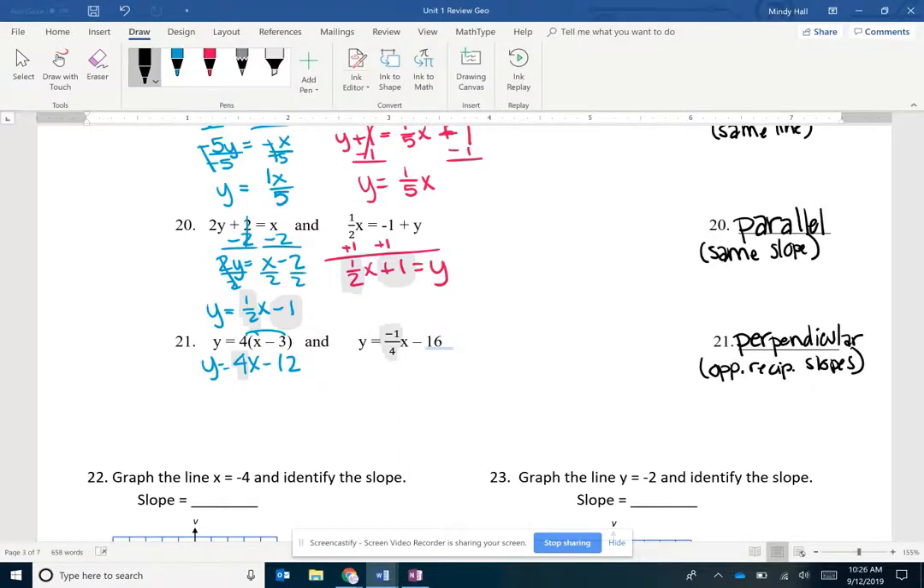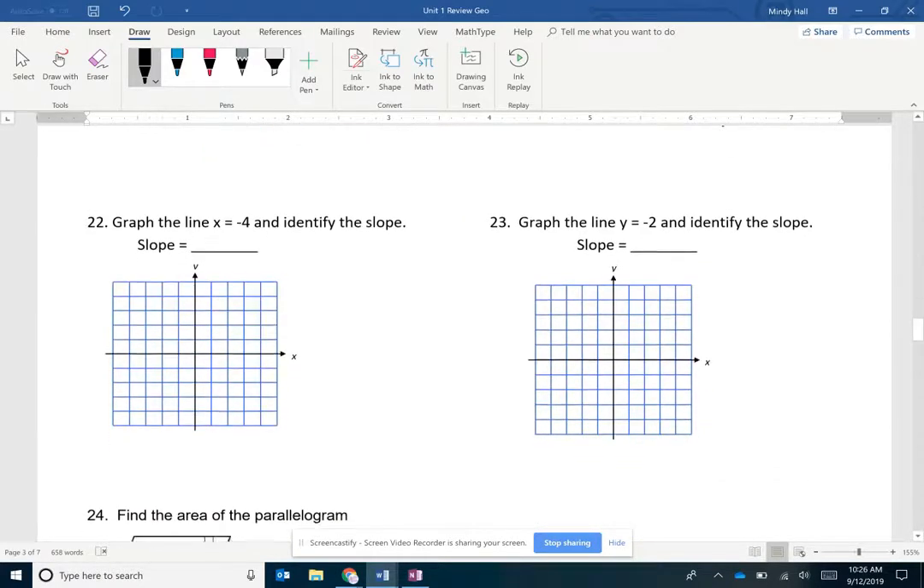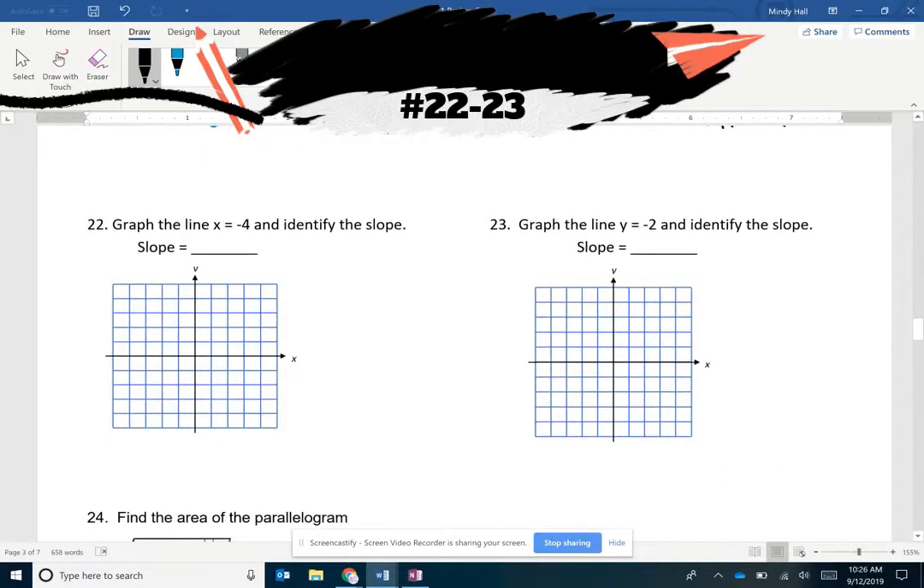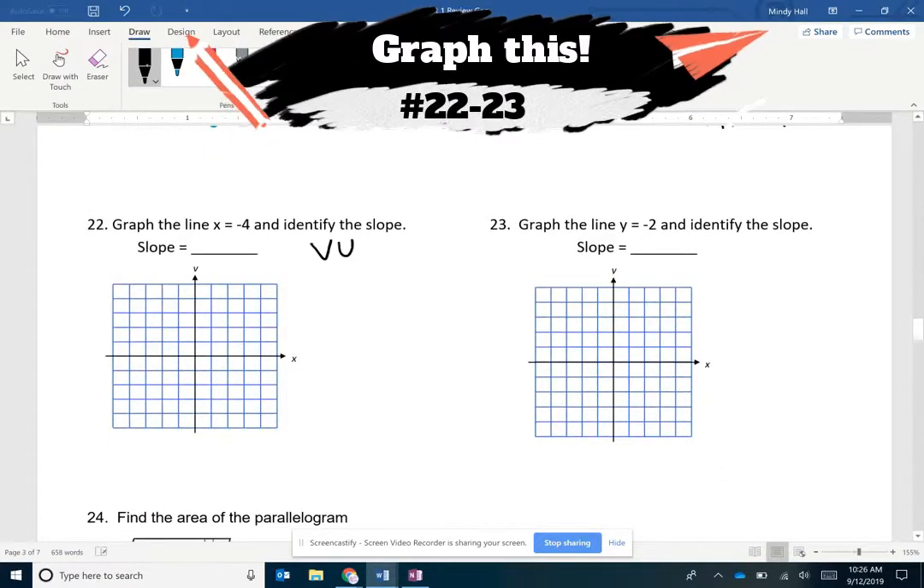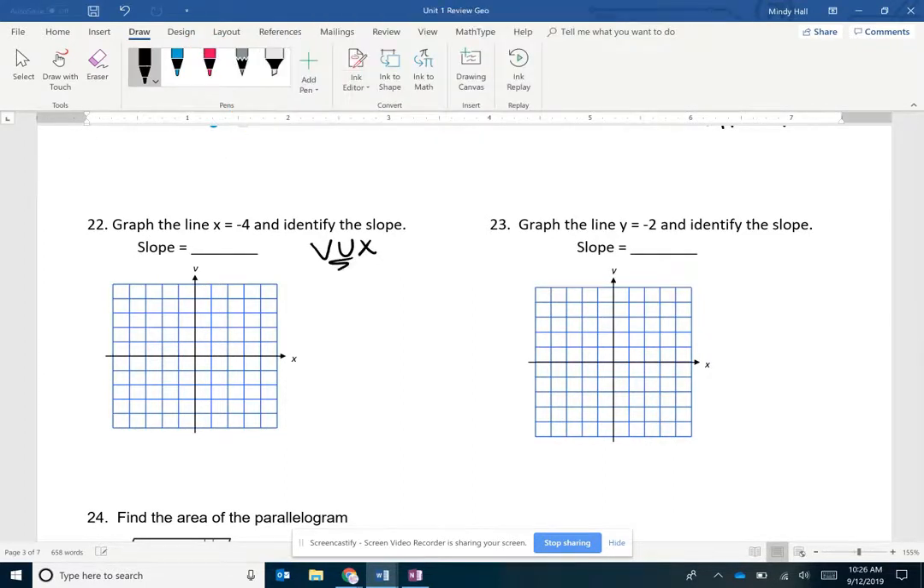Okay. So for 22, we want to graph the line x equals negative 4. Because it is an x equals, that is vux, which tells me it's an undefined slope, and it's a vertical line. So at negative 4 on the x-axis, I'm going to draw a vertical line, and my slope is undefined.